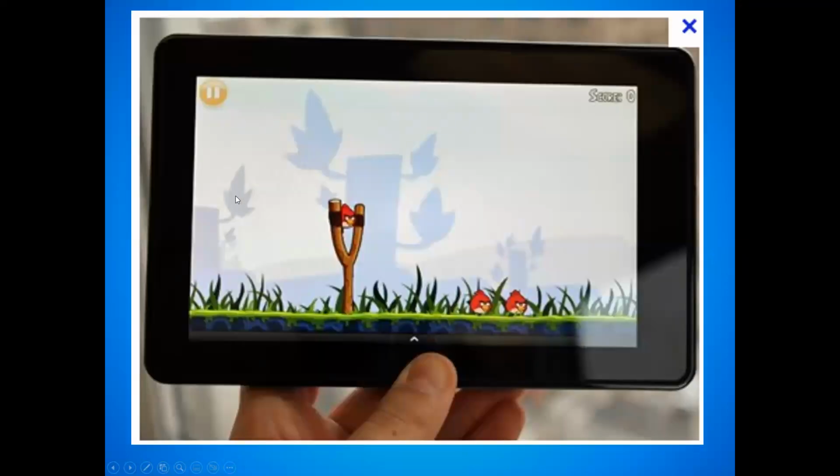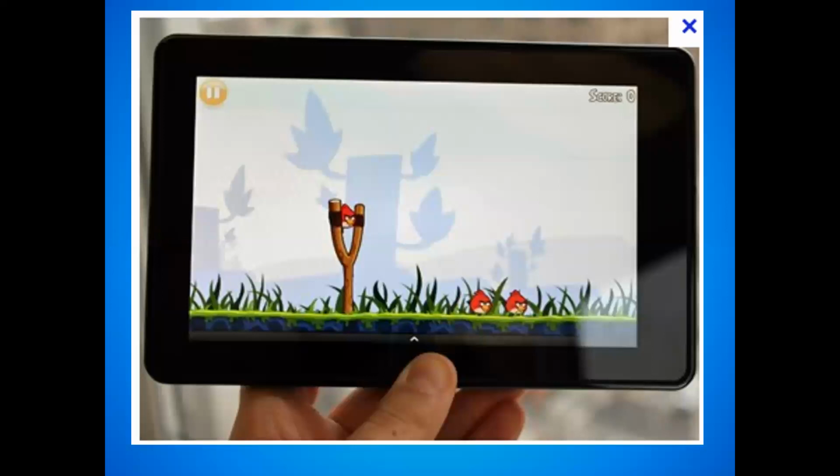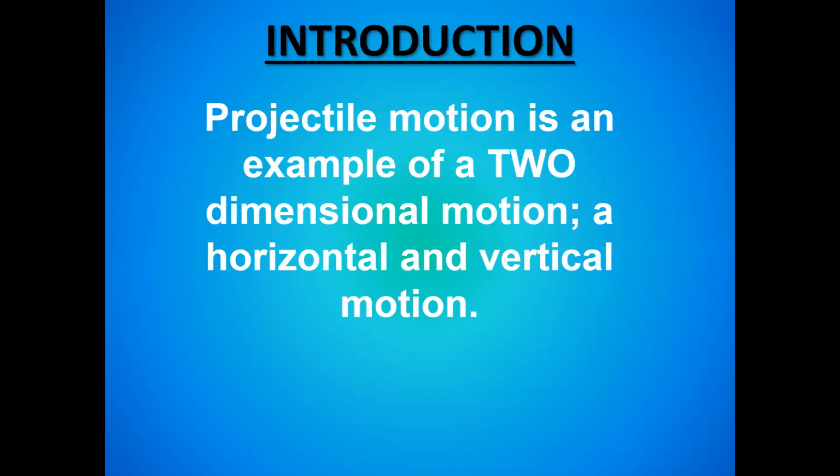This is a very famous game of its time, Angry Birds, and it travels in a curve, and this is a projectile motion. When you kick a football, it travels in a curved trajectory, and this is called a projectile motion. So we are putting the first concept like this. This is our first concept. You have to copy this screen.